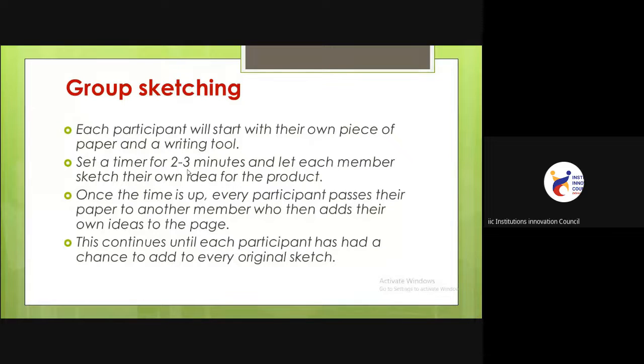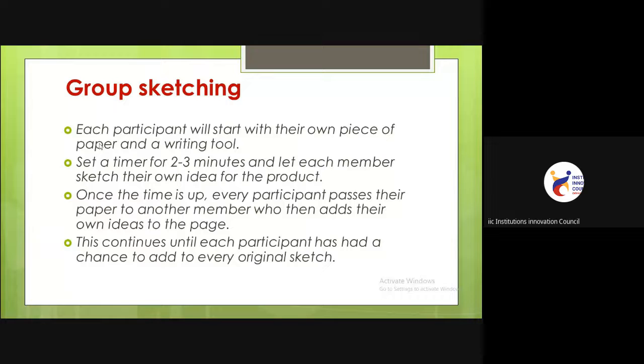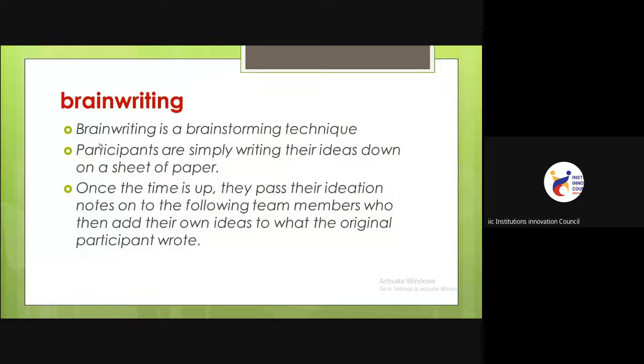This continues until each participant has had a chance to add to every original sketch. So all the participants touch all the other participants' sketches. So that is group sketching. Then brain writing. This is another technique. Brain writing is a brainstorming technique. Participants are simply writing their ideas down on a sheet of paper. Once the time is up, again they pass their ideation notes on to the following team members, who then add their own ideas to what the original participant wrote. Actually, in the sketching, you are doing the drawing. In this brain writing, you are doing the writing.